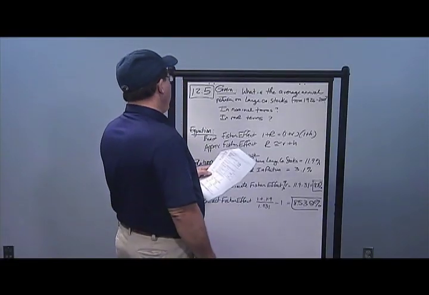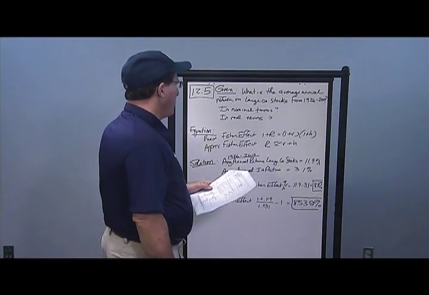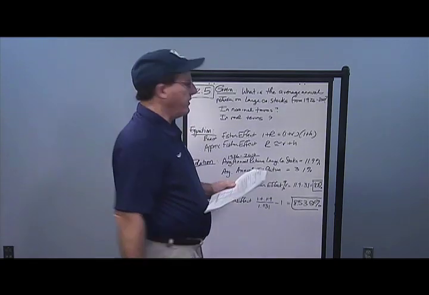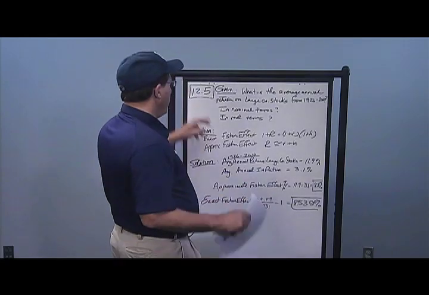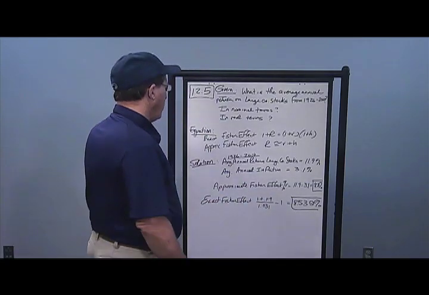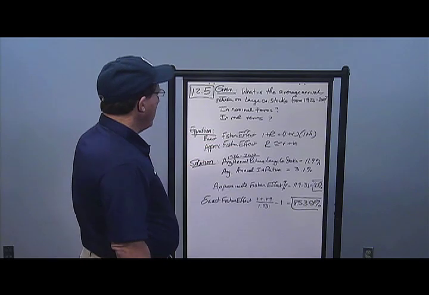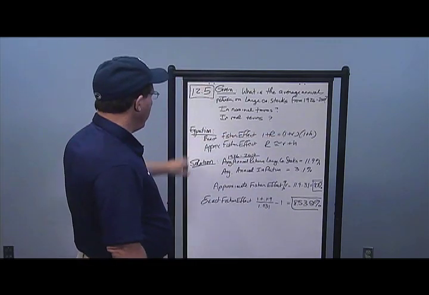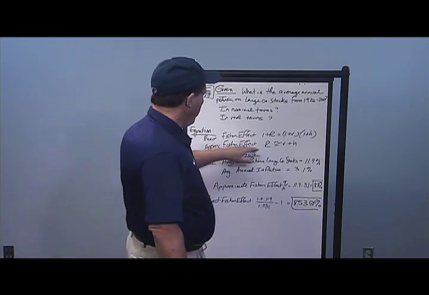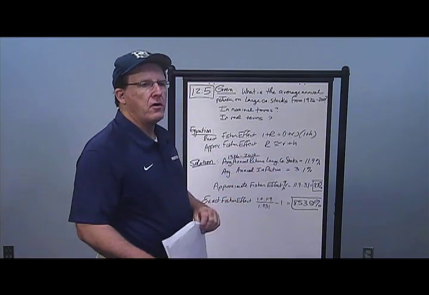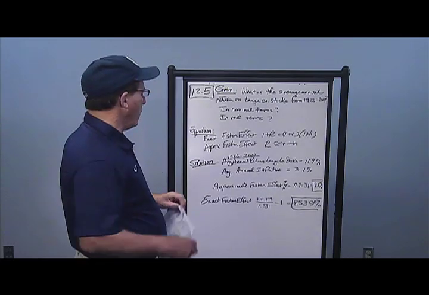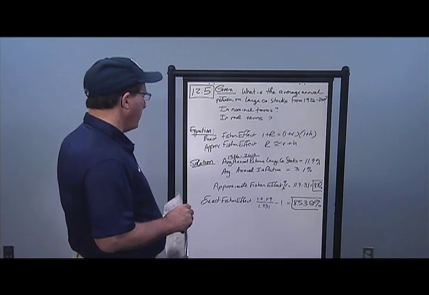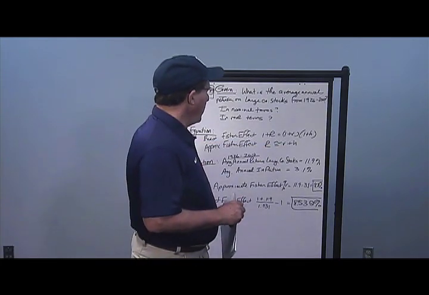In problem number 12.5, what's the average annual return on large company stocks from 1926 to 2010 according to Ibbotson and Sinquefield? And what are these in nominal returns and in real returns, what they want to know. So I'm going to use the Fisher effect. 1 plus the nominal rate equals 1 plus real times 1 plus inflation. If I want to do the approximate Fisher first, big R, or nominal return or total return, is equal to little r real return plus h inflation approximately. Notice the approximation sign here.